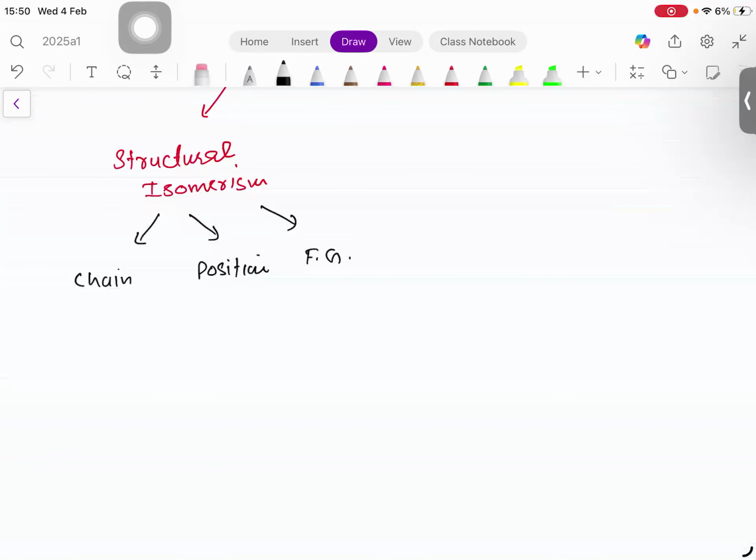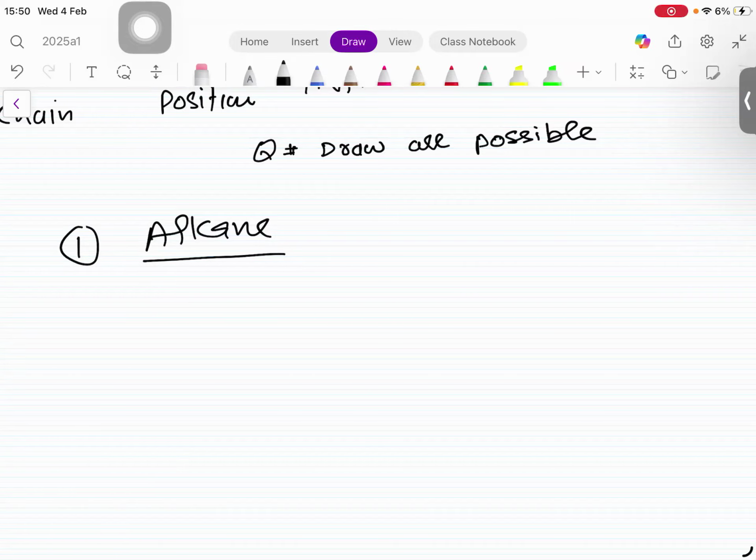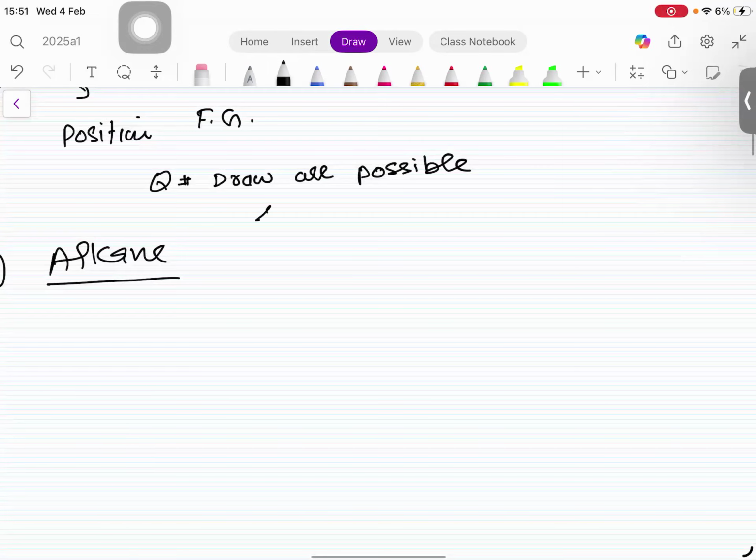Let's do the examples group wise, okay? Number one, alkane. First let me put a question like this. Please, everyone, write this question. Draw all possible structural isomers.